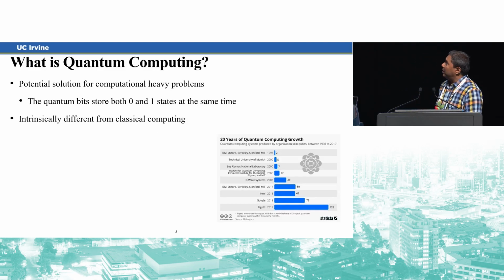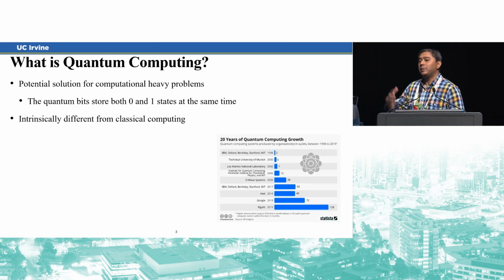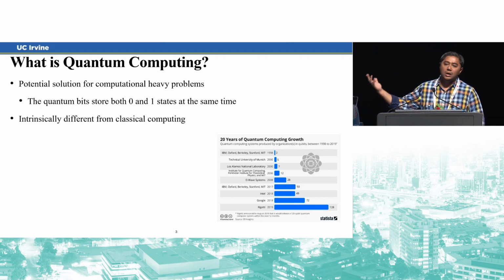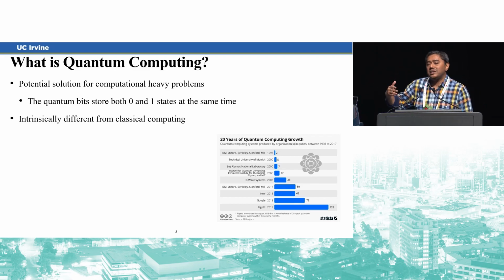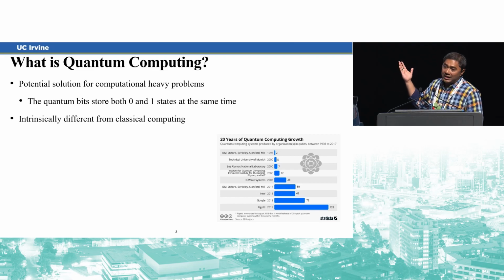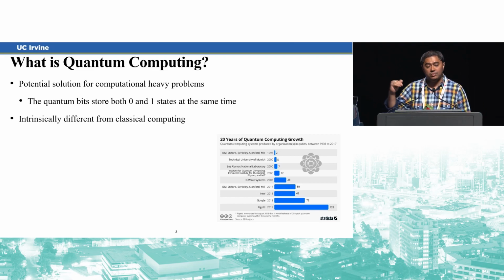Now, another piece of background, which is very relevant to this talk, is quantum computing. As we all know, quantum computing is one of the next big things, because of its potential for solving computationally heavy problems, because it is able to deal with qubits simultaneously, 0 and 1 at the same time. And intrinsically, this is different from the traditional programming that we do.